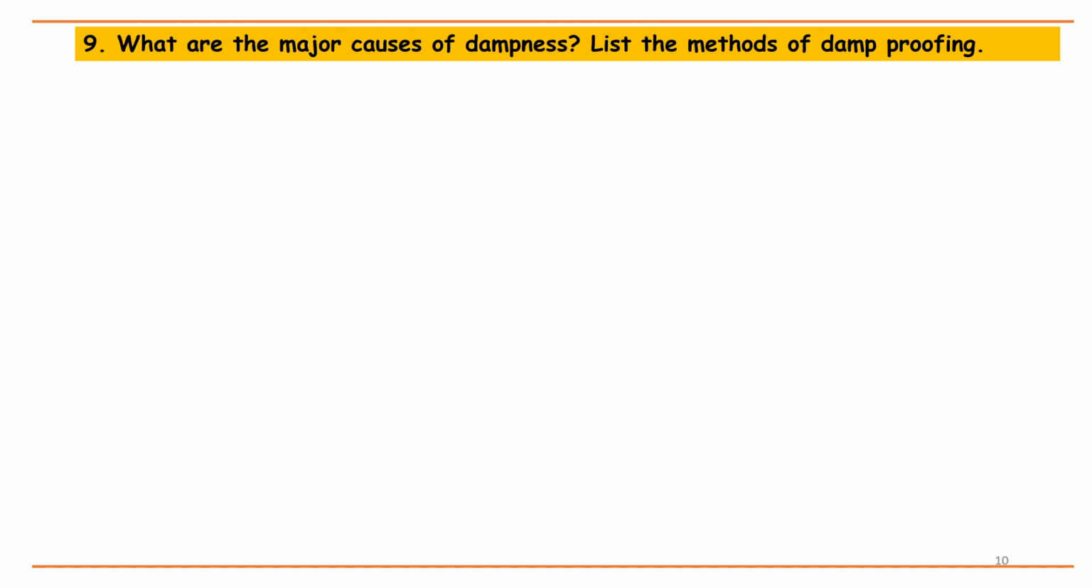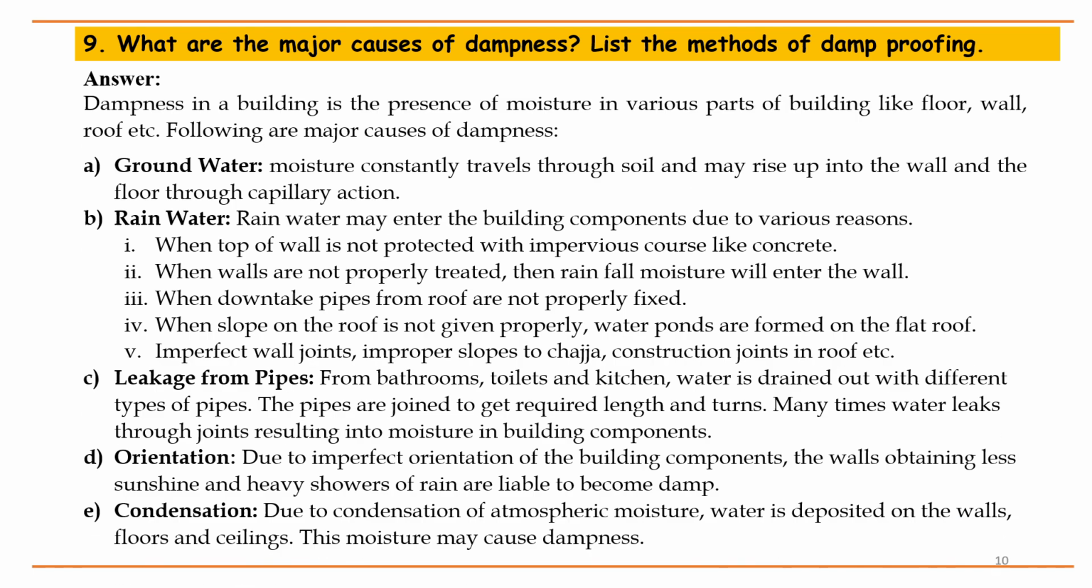9. What are the major causes of dampness? List the methods of damp proofing. Answer: dampness in a building is the presence of moisture in various parts of the building like floor, wall, roof, etc. Following are the major causes of dampness: groundwater.